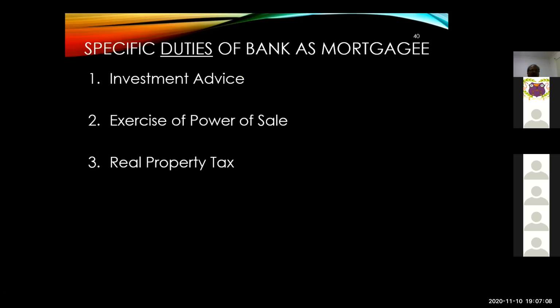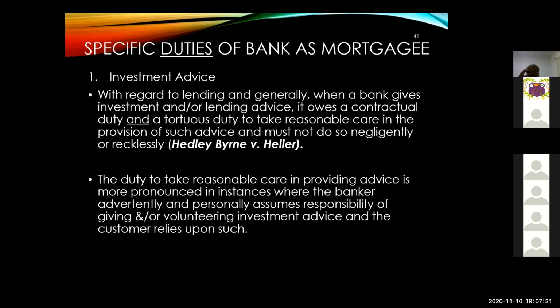All right. So let's look at some specific duties of the bank as mortgagee, and three of them we'll be looking at: investment advice, the exercise of power of sale, and real property tax. So the first one is investment advice. With regard to lending, and generally when a bank gives investment and or lending advice, it owes a contractual duty and a tortious duty to take reasonable care in the provision of such advice, and must not do so negligently or recklessly.